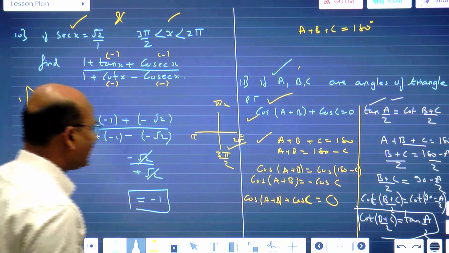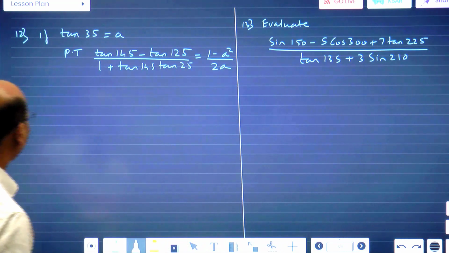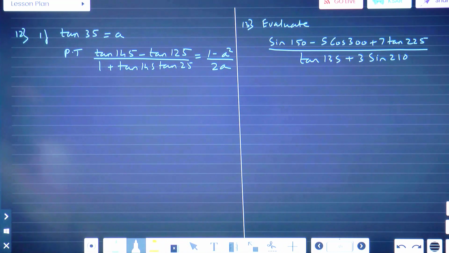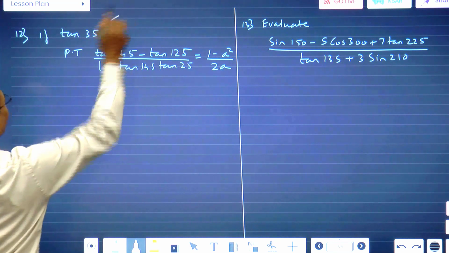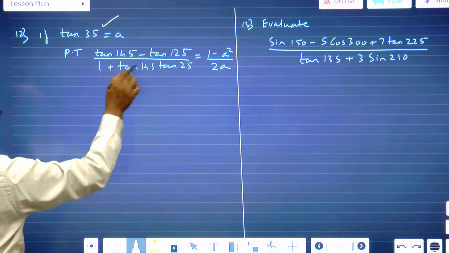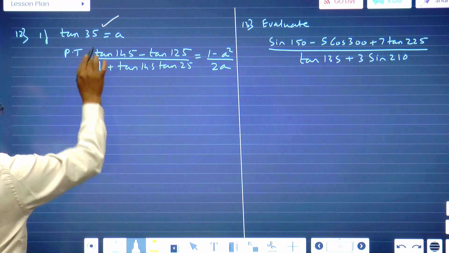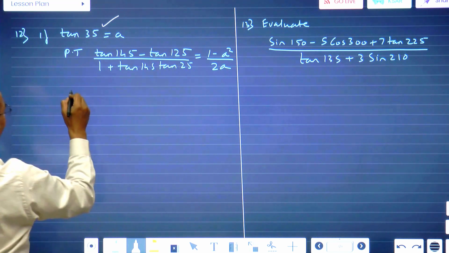Okay, one last set of questions now. Quickly let us finish this off. Okay, it is again something different. They are very simple questions. Tan 35 is given as A. They are asking you to prove this. Okay, nice question. Now tan 35 is A. That means the value of this is given to you. They are asking you this.